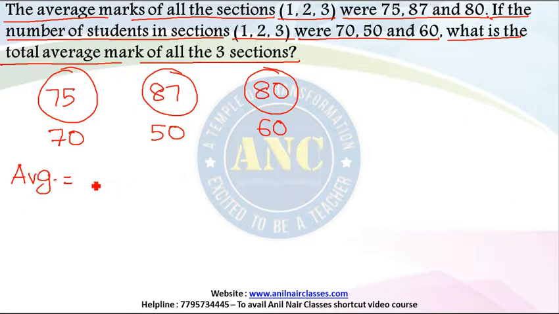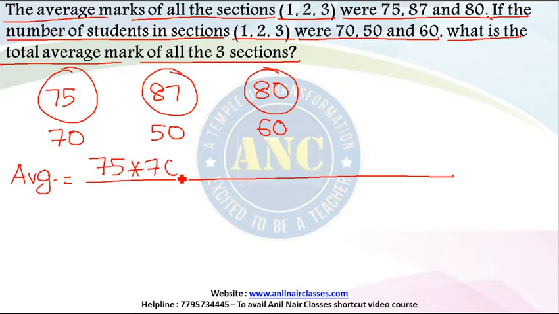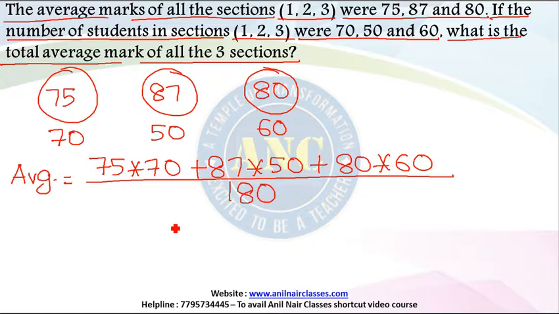Average is nothing but the sum of the quantities divided by the number of quantities. 75 is the average for 70 students: 75 into 70, 87 into 50, 80 into 60, divided by the total number of students. 70 plus 50 is 120, 120 plus 60 is 180, totally 180 students. Instead of multiplying and wasting our time, let me apply the concept of tentative average.